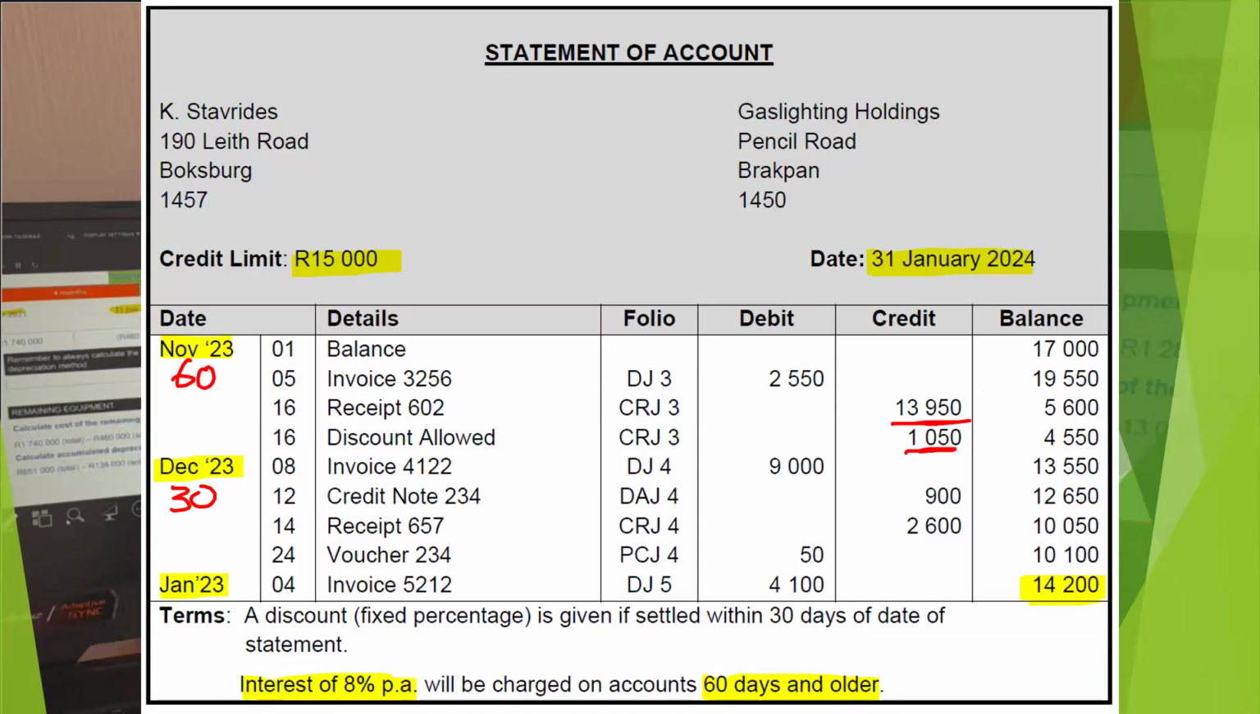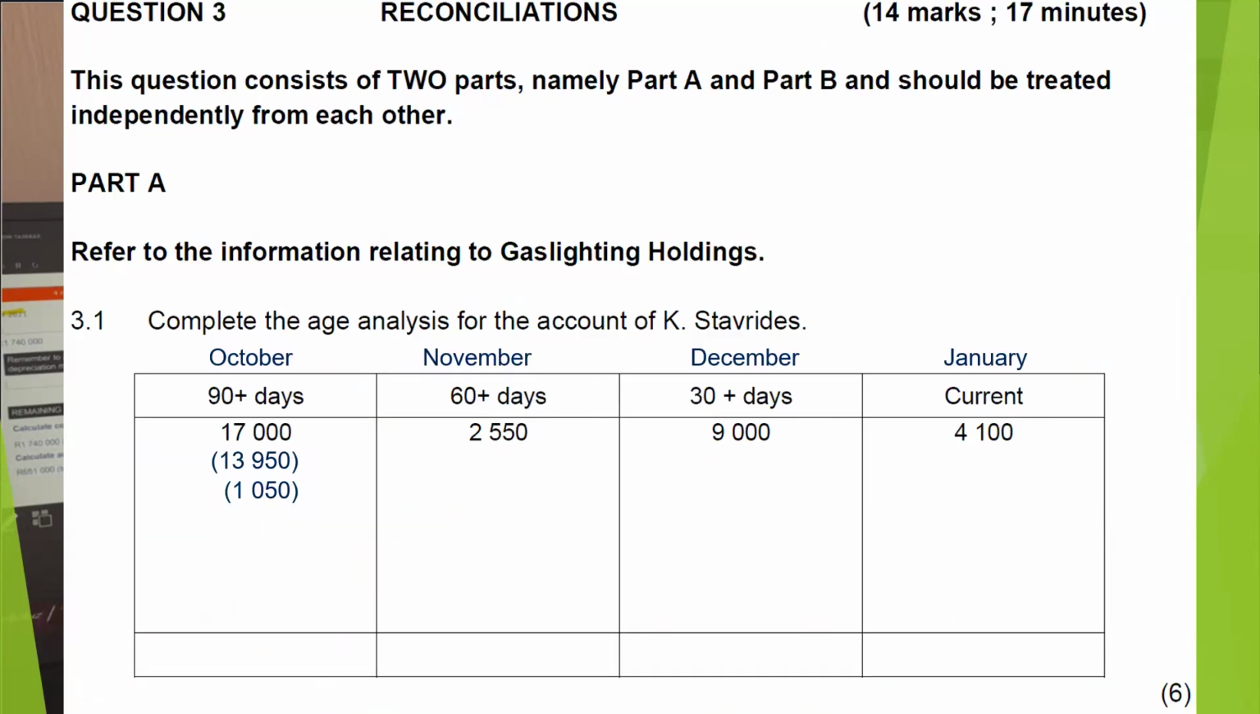And then we have a payment again. Actually, it's a credit note for 900. Please note that that credit note for 900 will follow the invoice before it. So that 900 will follow the 9,000 rand, which was the invoice issued before that credit note was issued.